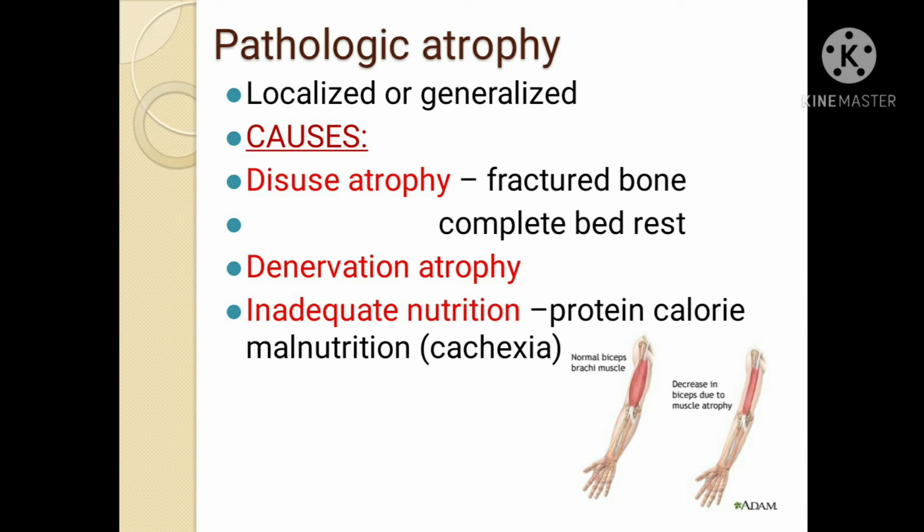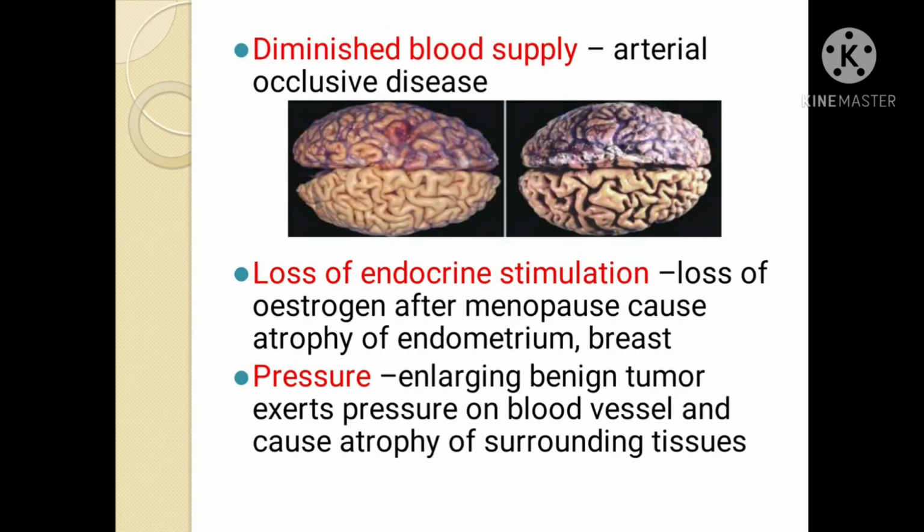Let's see the causes of pathologic atrophy. A person with a fractured bone who has had a plaster put on, or a person who is on complete bed rest, undergoes disuse atrophy. Denervation atrophy is where there is loss of innervation. Damage to the nerve leads to atrophy of the muscle fibers supplied by it. Another cause is inadequate nutrition. In protein calorie malnutrition, after adipose tissue reserves are depleted, the muscle cell proteins are utilized, which leads to cachexia, where muscle wasting occurs.